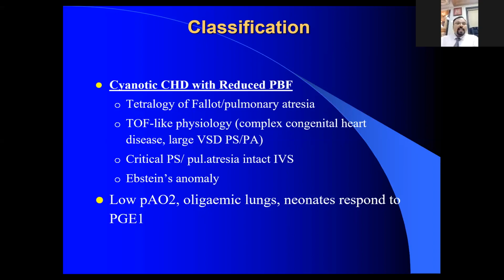Then critical pulmonary stenosis or pulmonary atresia with intact ventricular septum, where you will see right to left shunting across interatrial septal defect, ASD or PFO. Then Ebstein anomaly. Usually Ebstein anomaly is associated with pulmonary stenosis, so you will see decreased pulmonary blood flow with large heart. In cyanotic CHD with reduced pulmonary blood flow, you will see low PaO2, oligemic lung fields, and neonates respond to PGE. Next, please.